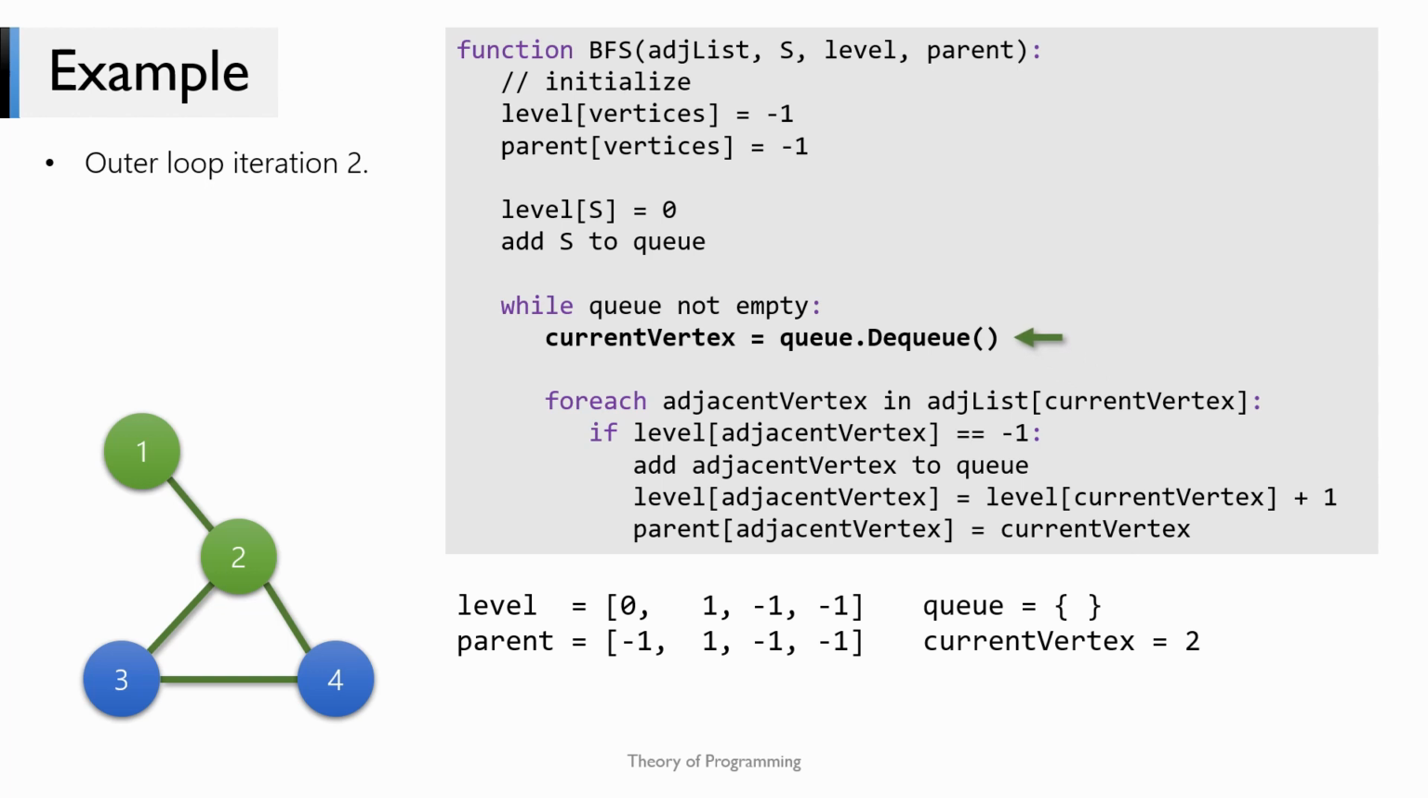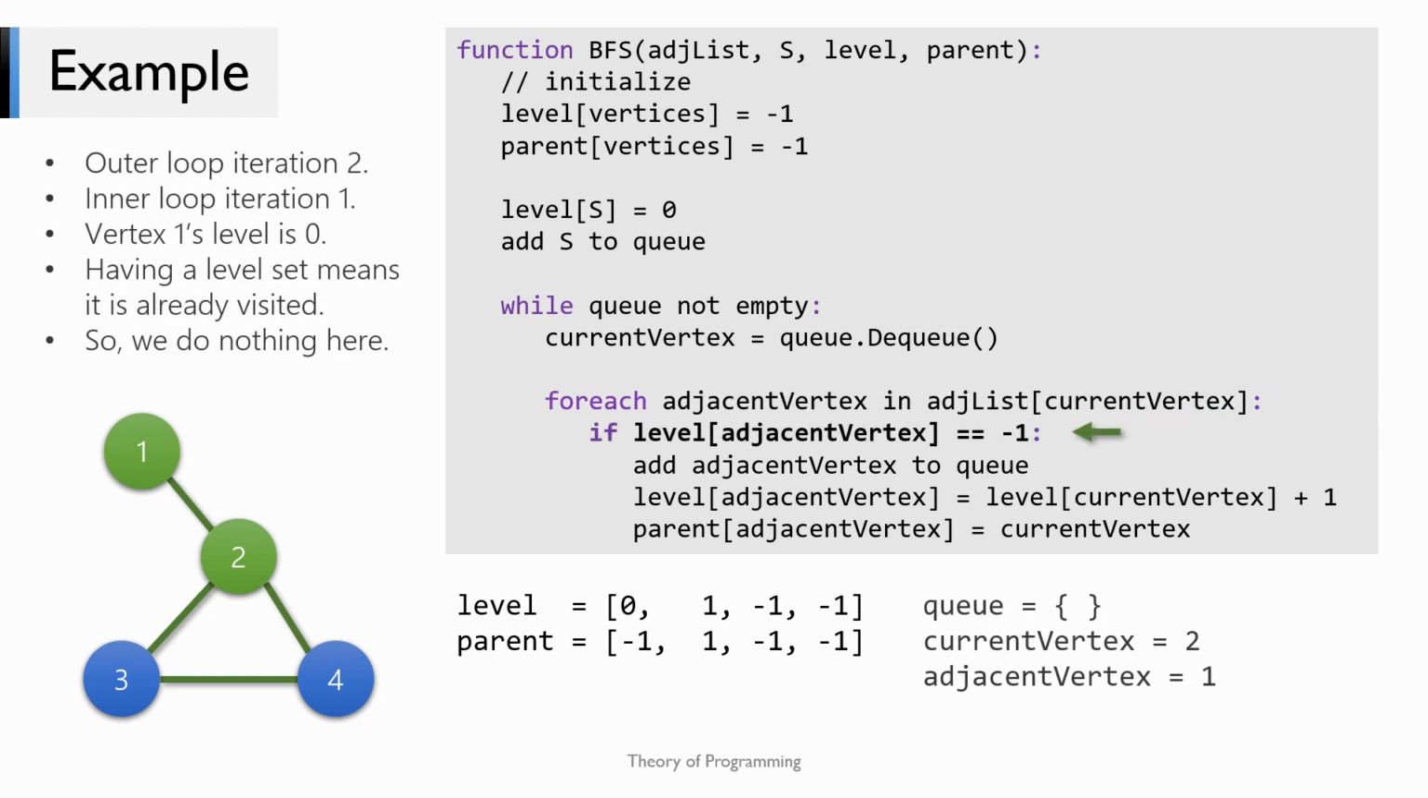Now we will enter the second iteration of the outer while loop. Our queue had vertex 2, so this will be removed and the variable current vertex will now hold the value of 2. Now we will look at each adjacent vertex to vertex 2. Since this is an undirected graph, vertex 1, 3 and 4 are adjacent to vertex 2. So let's iterate this for loop in that order. The first adjacent vertex is vertex 1. Vertex 1's level is 0, so we don't enter the if block.